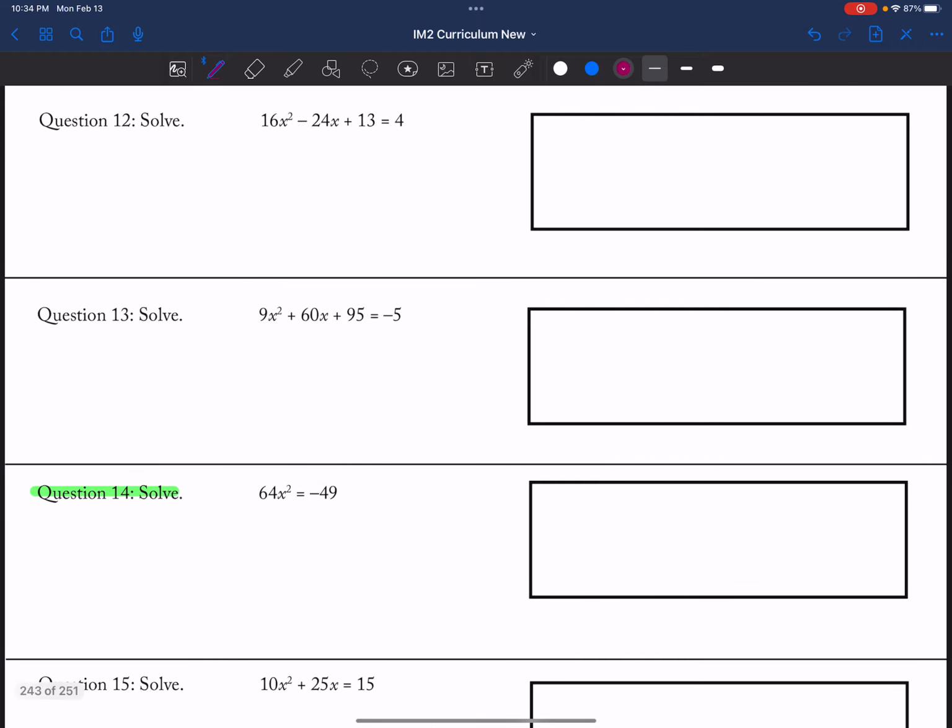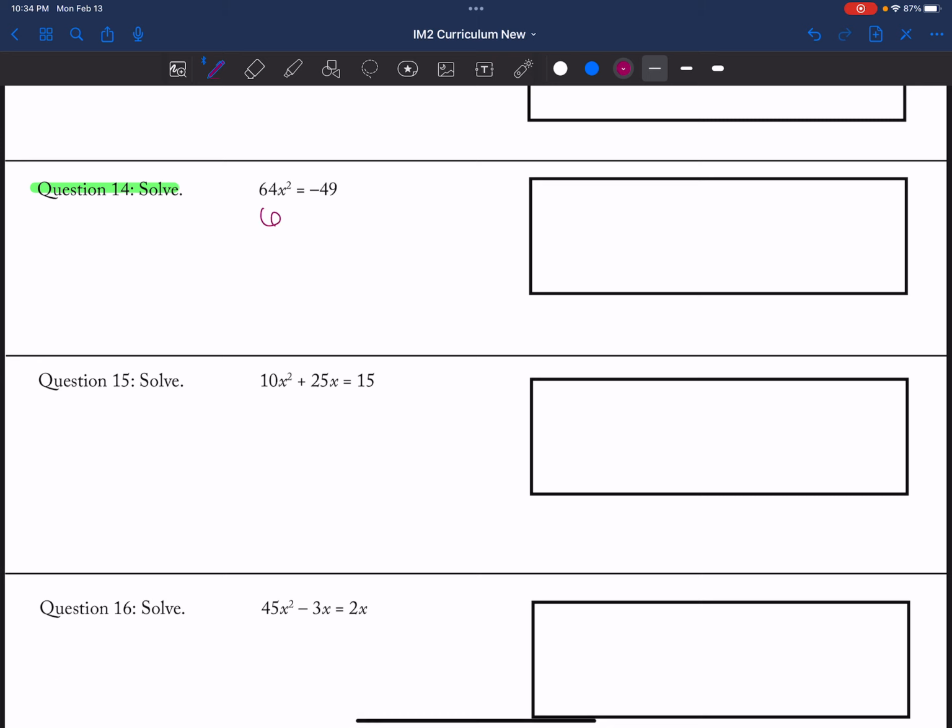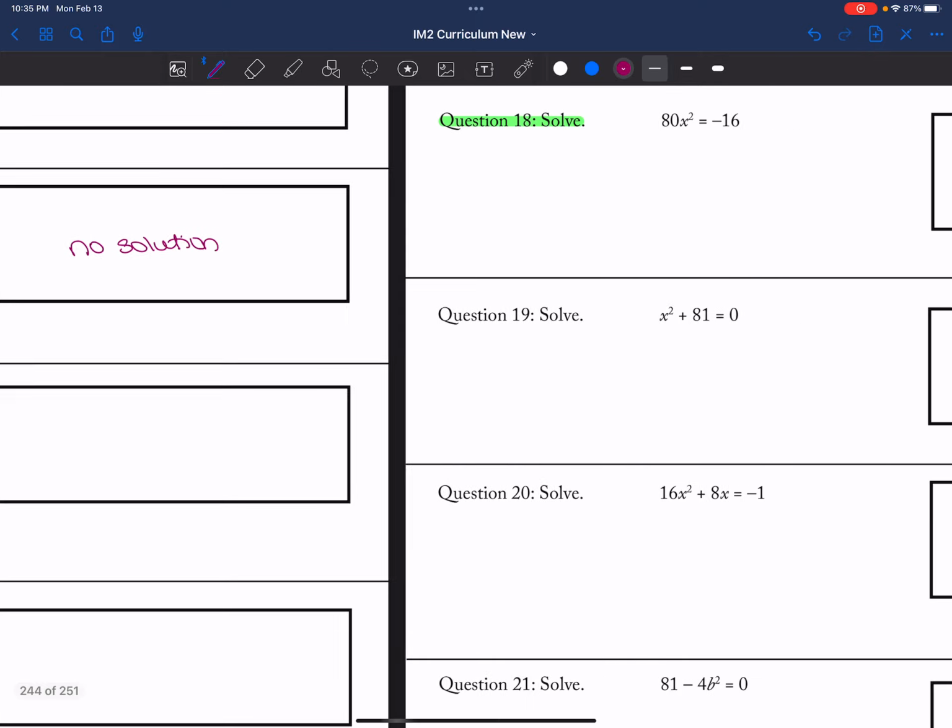Okay, 10, 14, so 64x squared plus 49 is equal to 0. No solution. Because there's no adding of squares, so there's only a difference of squares. And it's actually no real solution. We'll talk about imaginary numbers later.